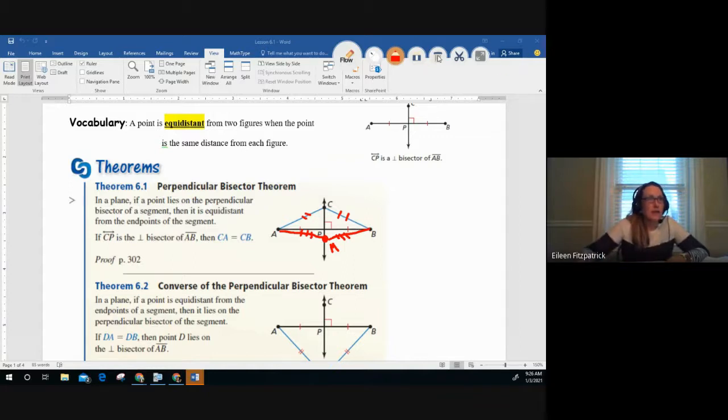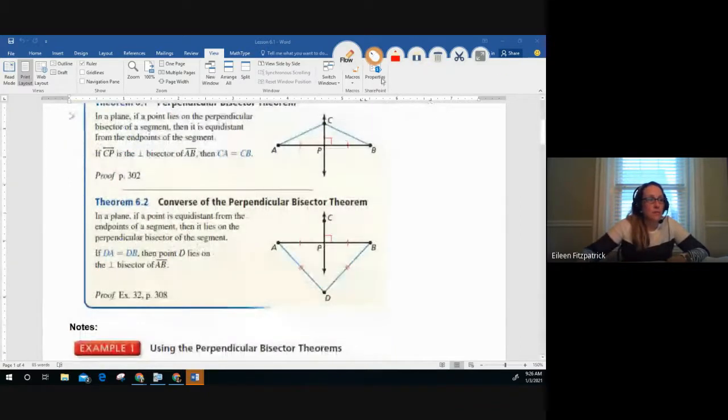All right. The next theorem is the converse of the perpendicular bisector theorem. If we have a diagram that looks like this, where we have this point D, and D is the same distance away from A as it is from B, and I know that because of the tick marks, that means that point D must lie on the perpendicular bisector, meaning that CP is the perpendicular bisector. It says, in a plane, if a point is equidistant from the endpoints of a segment, then it lies on the perpendicular bisector of the segment. So if DA is equal to DB, which we already said it was when we looked at the diagram, then point D lies on the perpendicular bisector.